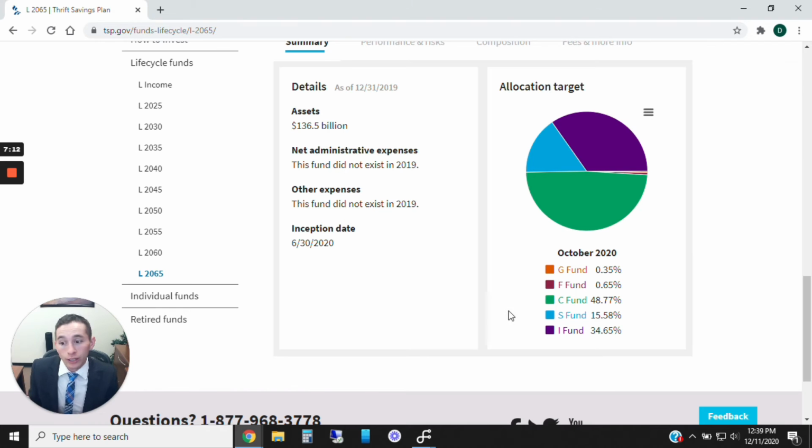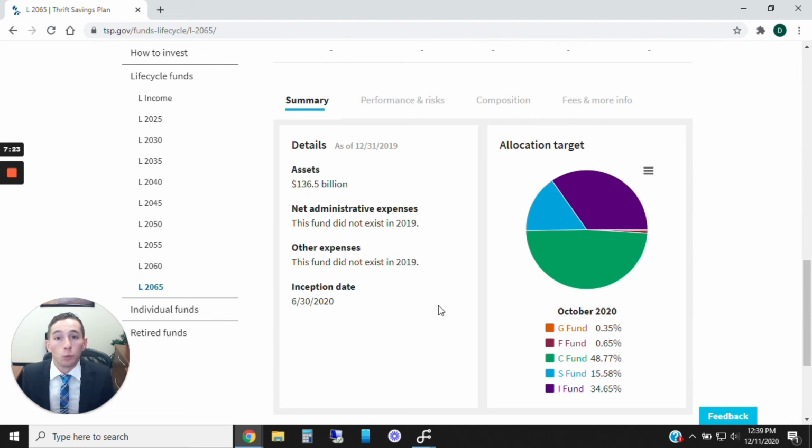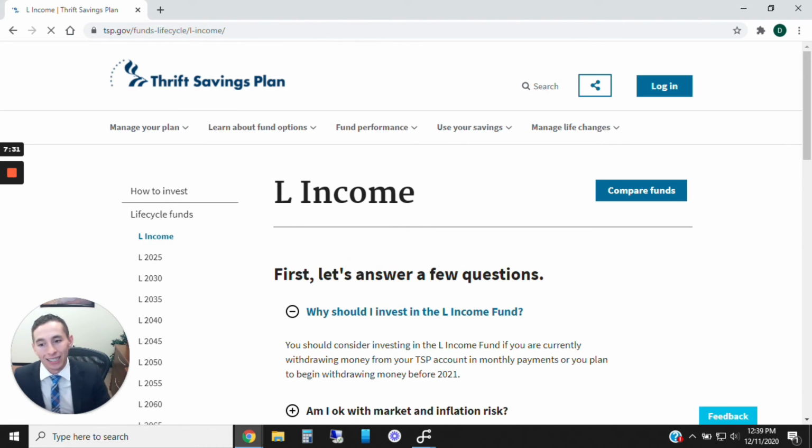Now, if someone's early in their career, yeah, maybe it does make sense to go 100% into stock funds, right? It depends on the risk tolerance that you have. But as you approach retirement, especially, you want to be very, very careful to make sure you have a plan that makes sense for you. So let's take a quick glance at the L income fund.